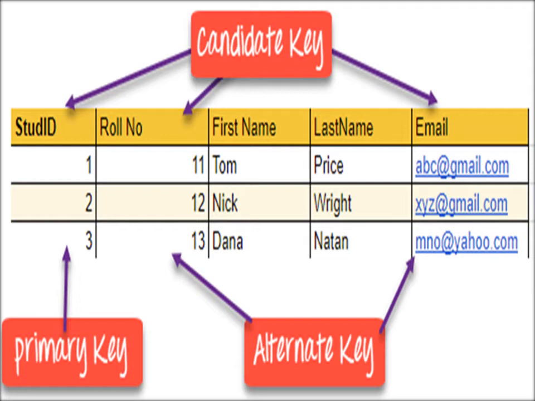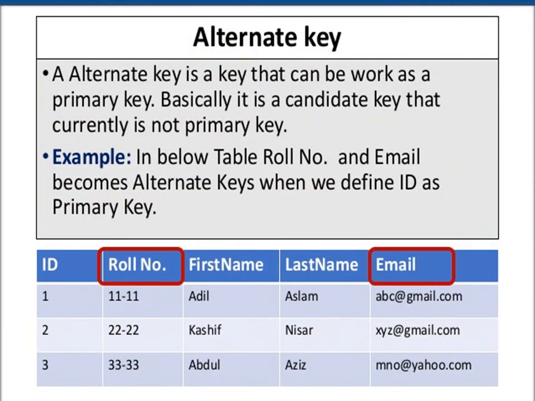So these three are the candidate keys. But as per the rules, we know that we can have only one primary key in a table. So one of them we will choose as the primary key. For example, if I choose student ID as the primary key, the rest of the candidate keys will be known as alternate keys. Let's know more about the alternate key.